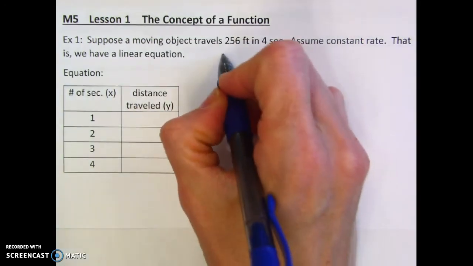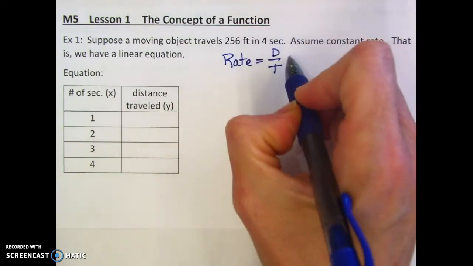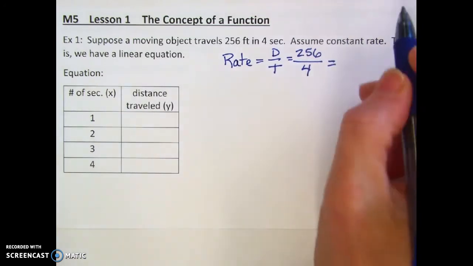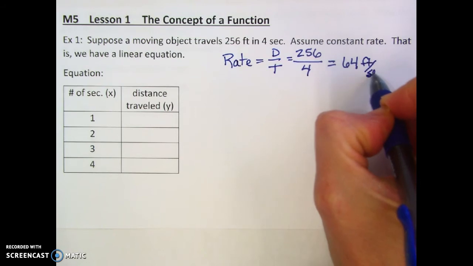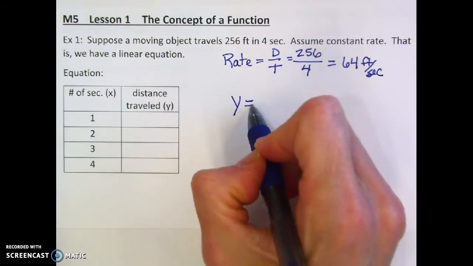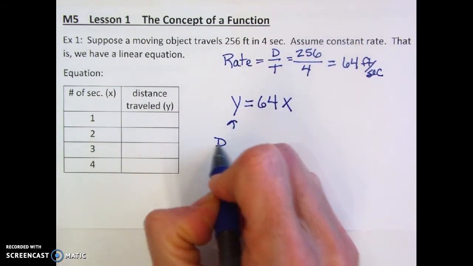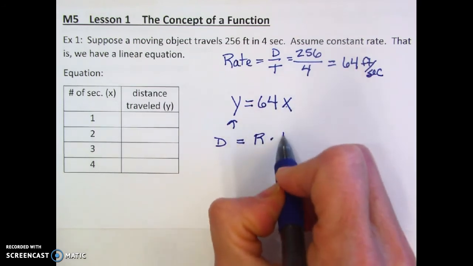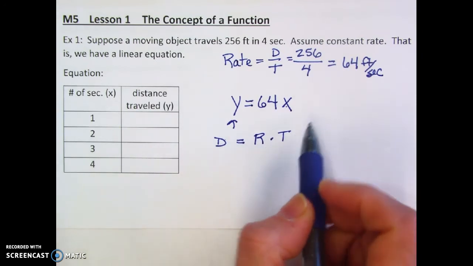So we learned previously that rate equals distance divided by time. Our distance of 256 feet divided by our time of 4 seconds will give us our rate of 64 feet per second. So the equation is y equals our rate times x, where y is our distance, 64 is our rate, and x is our time. So our distance is equal to rate times time.